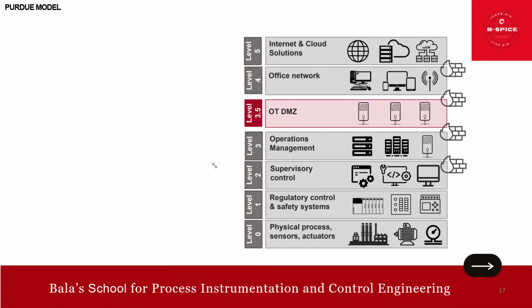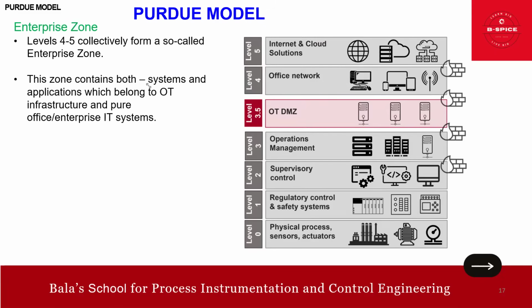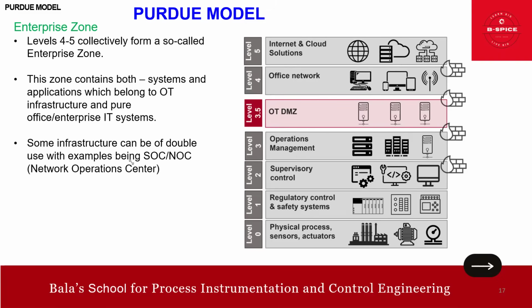So now we have gone through levels 0, 1, 2, 3, 4, 5. As you know, levels up to 3 are the OT zone. Levels 4 and 5 collectively form the so-called enterprise zone. This zone contains both system applications which belong to OT infrastructure and pure office and enterprise IT systems. Some infrastructure can be shared, with examples being SOC and NOC, the network operations center.